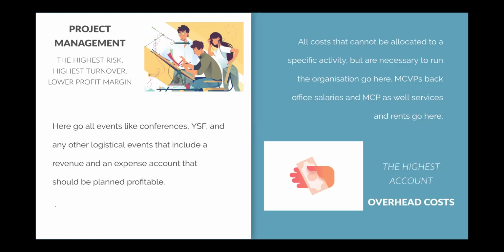All right, then we have the overhead cost. So this tends to be the account where we spend the most money. These are all the costs that cannot be allocated to a specific activity, but are necessary to run the organization. For example, the salaries for MCVP's back office or for MCP go here. Rent also goes here. Maybe you're paying for a flat, maybe you're paying office rent, maybe you're paying services as well, electricity, water, gas, whatever. All of these things go here.